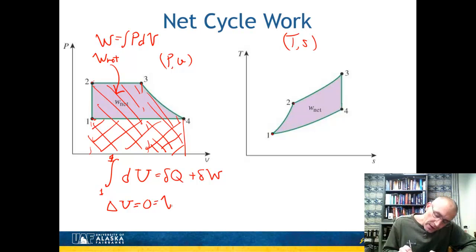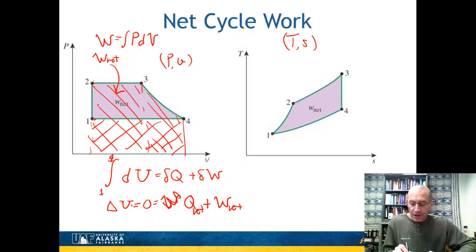And that is equal to Q plus W, the net amount of heat that I add and the net amount of work that I have. So what we see is that the net work produced is going to be the same magnitude as the net heat if I'm going through a cycle. So W net is equal to Q net, right?